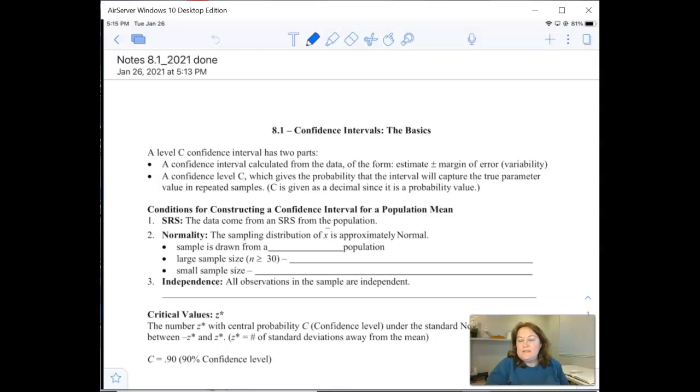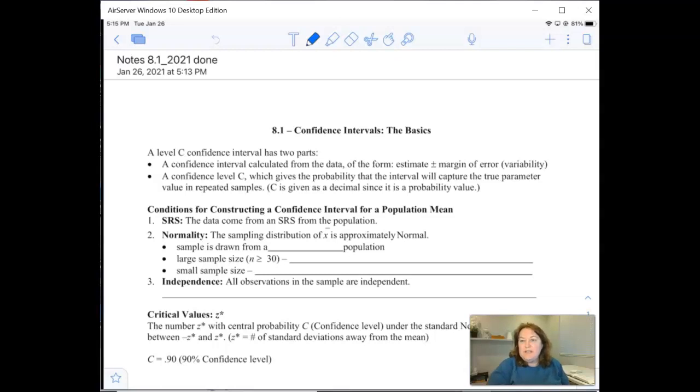Hi AP Stats, this is notes for 8.1. We're starting a new chapter called confidence intervals. So confidence intervals are going to be our guess at what we think the population actually looks like based on sampling that we covered in chapter 7.